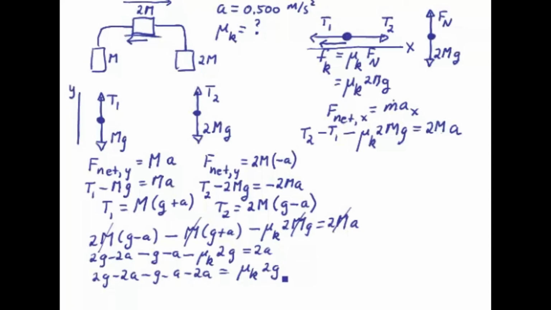And so you could also sum up all the appropriate g's and the appropriate a's, and then we're going to divide the total on the left-hand side by 2g, of course. So solving for mu sub k, you should get g minus 5a, and then that's going to be divided by 2g. So again, we have the acceleration, we have gravity, so we can start filling in numbers.